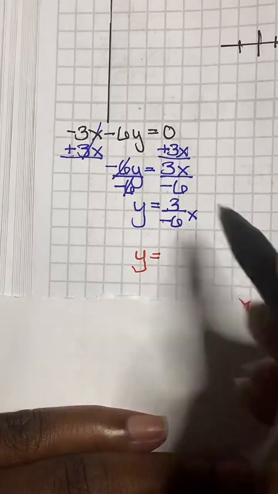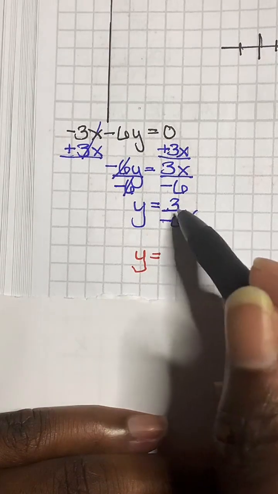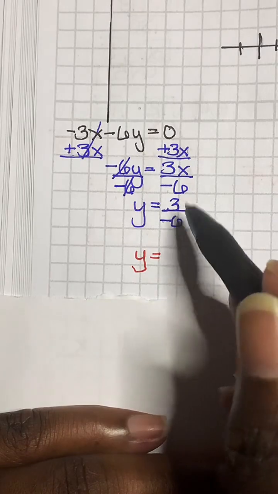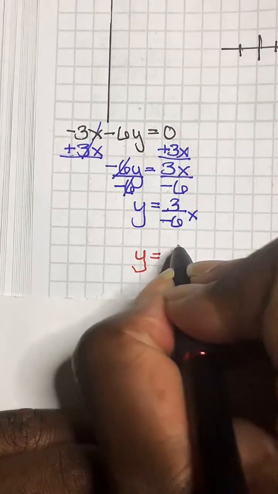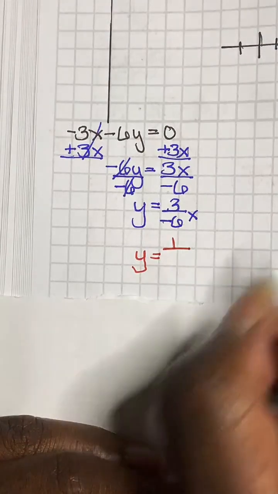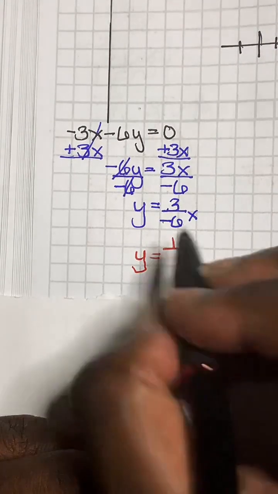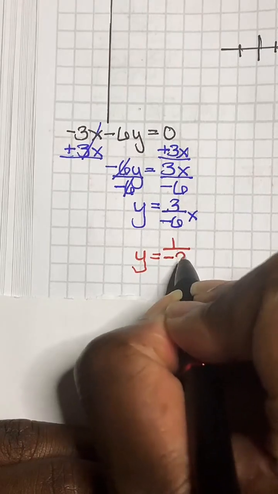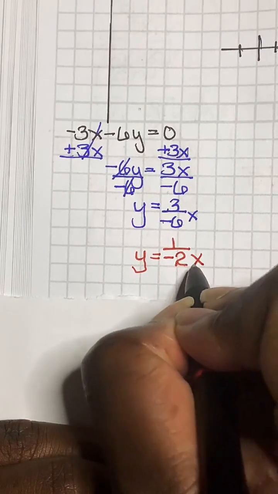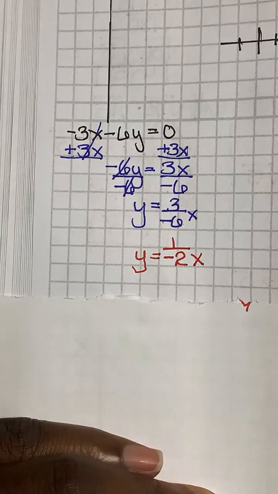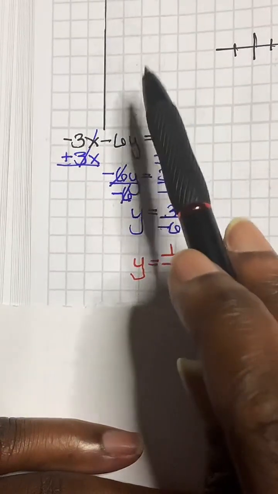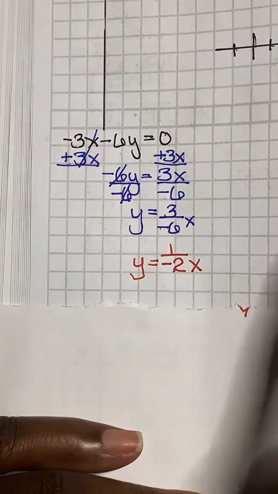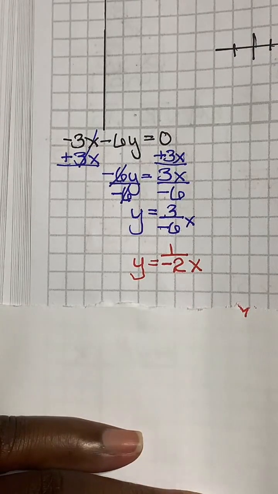All right, so bring it down. 3 and 6, what they have in common, they both have 3 in common. So 3 divided by 3 will give me a 1. Negative 6 divided by 3 will give me a negative 2. And I bring down the x. So this is what I'm using for my table so I can draw my graph.